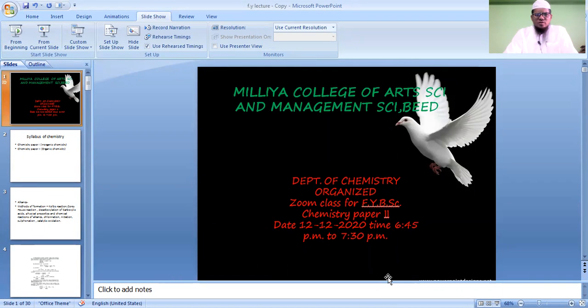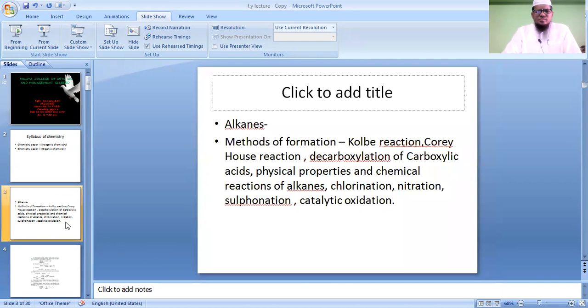Methods of preparation of alkanes. Yesterday we studied one of the methods, the decarboxylation of carboxylic acid. Today we will study another two methods: the Kolbe's electrolysis method, and the second method, the Corey-House reaction. These are three methods: Kolbe reaction, Corey-House reaction and decarboxylation of carboxylic acid. We will also study some of the physical properties.